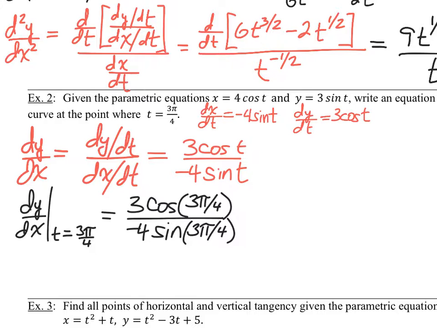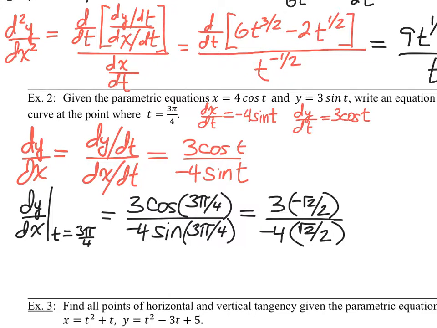All right, so we're looking at 3 cosine of 3 pi over 4, and then negative 4 sine of 3 pi over 4. So 3 times something, and negative 4 times something else. Does anybody know what the cosine of 3 pi over 4 is? Negative root 2 over 2. It sure is. Very good. And what about the sine of 3 pi over 4? Same, but positive. We're looking at a second quadrant measure, so cosine would be negative, sine would be positive.